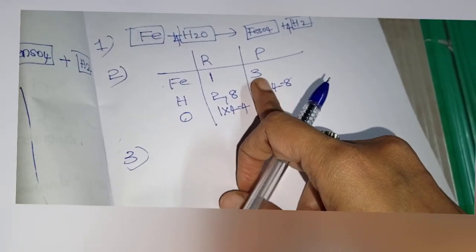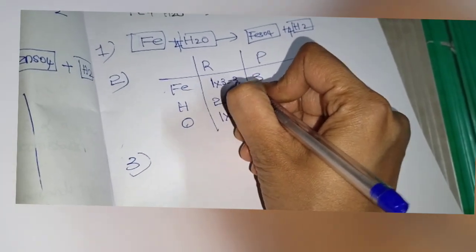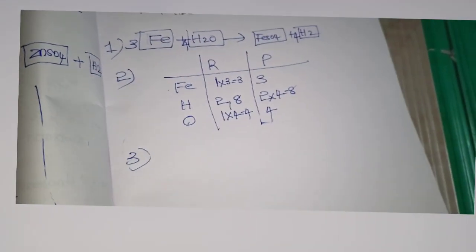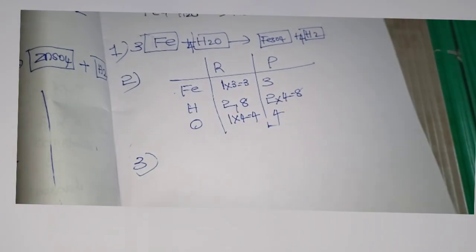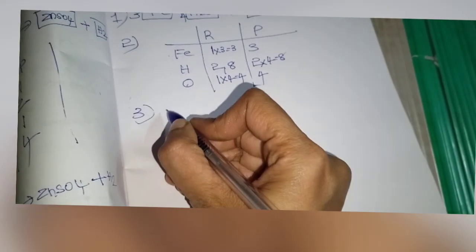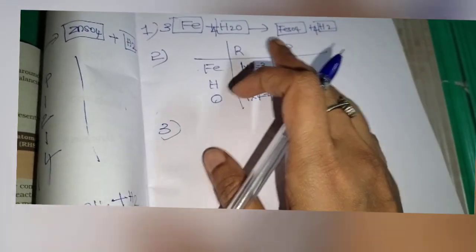Here Fe is 3 and here it is 1. So to make it 3, we multiply it with 3. So we keep here 3, so that all are balanced now. So next step is we will write the equation now. They gave step 3, step 4 and step 5 also for balancing, but I balanced everything in step 2 only.